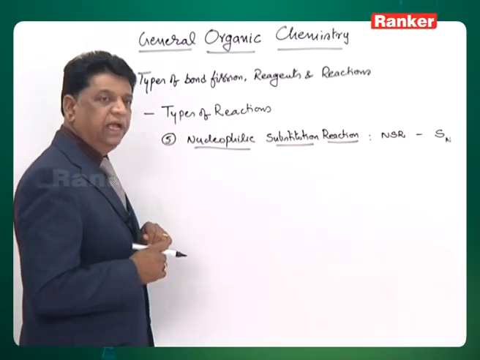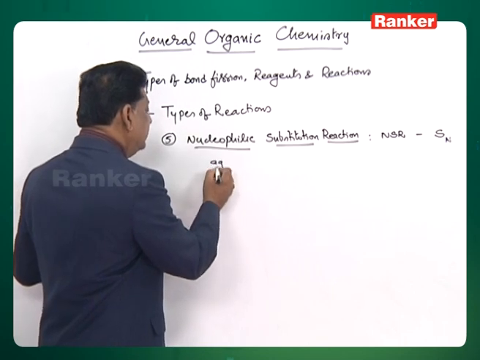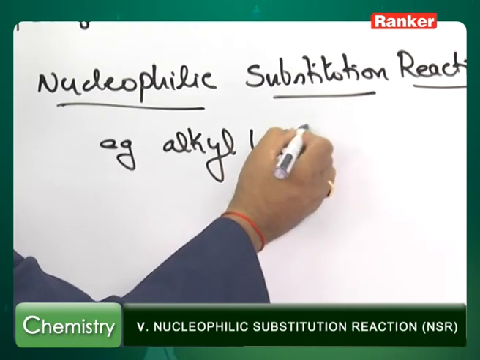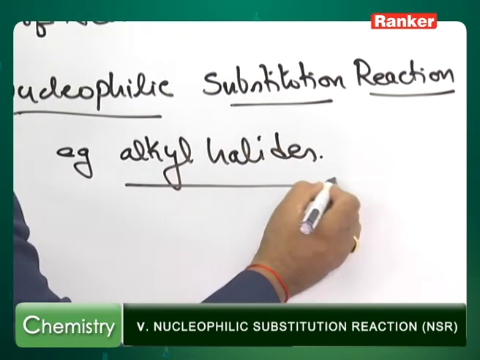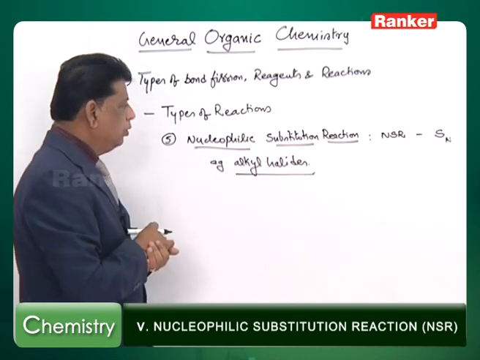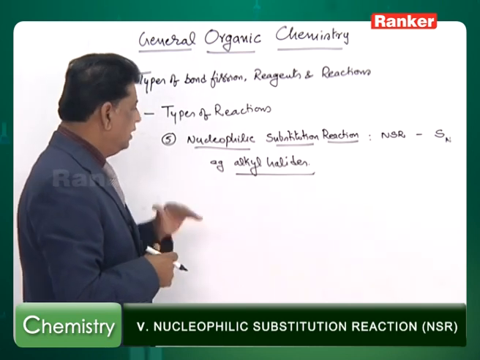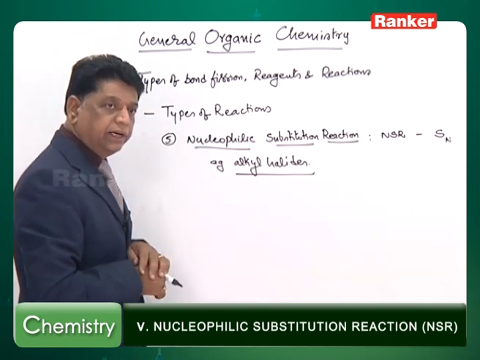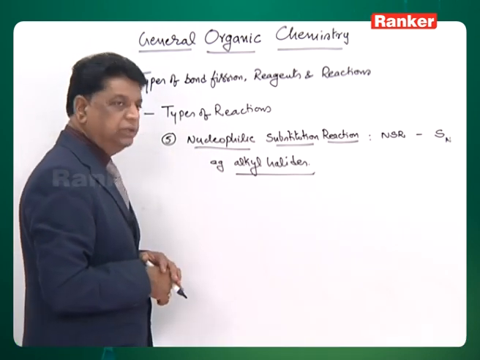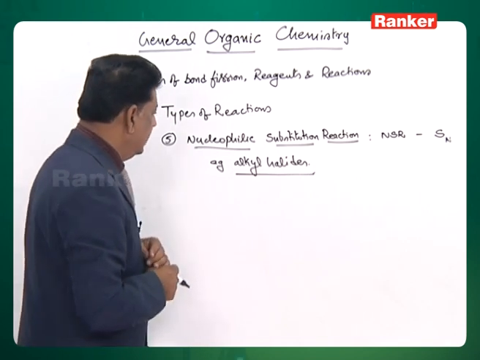So, the fifth type of reaction is a nucleophilic substitution reaction. Alkyl halides undergo this reaction. Or you can say, which compounds undergo nucleophilic substitution as a characteristic reaction? Alkyl halides. Or, alkyl halides undergo what type of characteristic reaction? The main first characteristic reaction is nucleophilic substitution. However, elimination is also the second characteristic reaction for the alkyl halides.